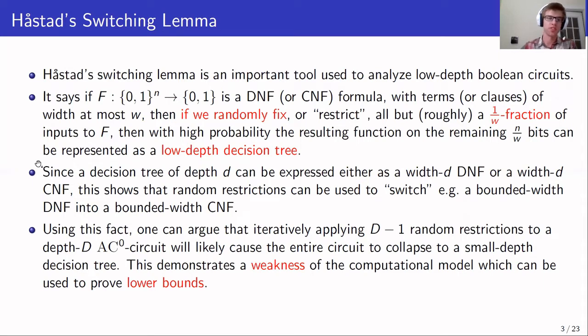The reason for the name of the switching lemma is that since a decision tree of depth D can be expressed either as a width D DNF or a width D CNF, you can use random restrictions to switch one into the other. Using this fact, you can argue that iteratively applying a bunch of random restrictions to a constant depth circuit will likely cause the entire circuit to collapse to a small depth decision tree. Ultimately, this demonstrates a weakness of the computational model, and that weakness can be used to prove lower bounds.